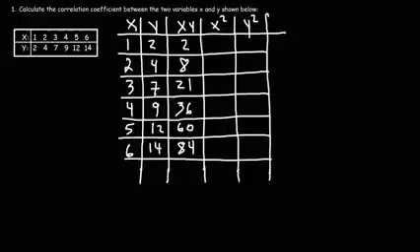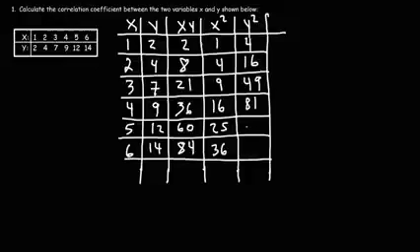Now moving on to the next column, x squared. So we're going to square the values that we see in the x column. 1 squared is 1, 2 squared is 4, 3 squared is 9, 4 squared is 16, 5 squared is 25, 6 squared is 36. Now for y squared, all we're going to do is square the values in the y column. So 2 squared is 4, 4 squared is 16, 7 squared is 49, 9 squared is 81, 12 squared is 144, and 14 squared is 196.